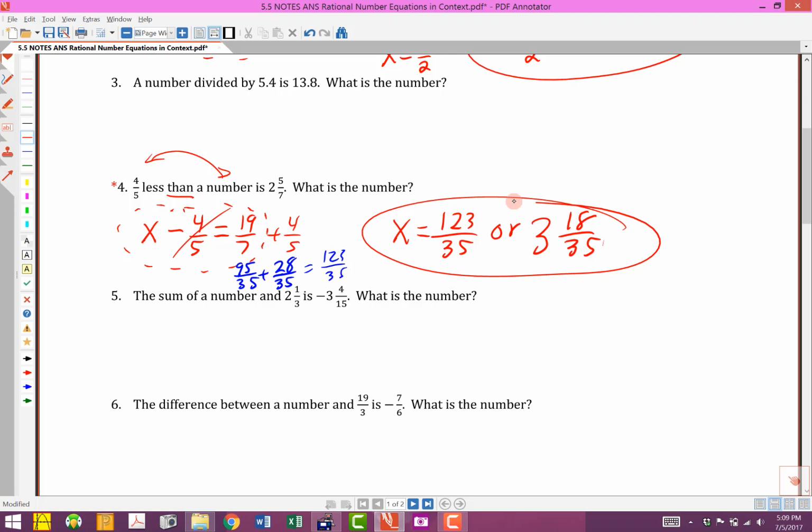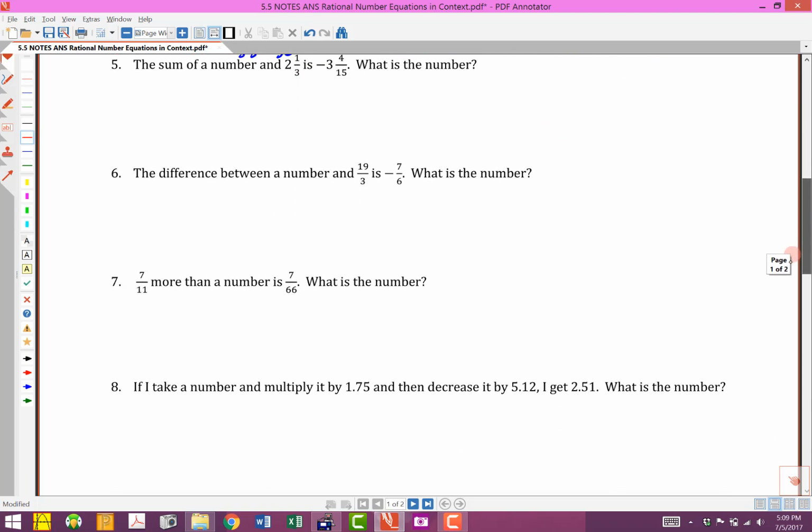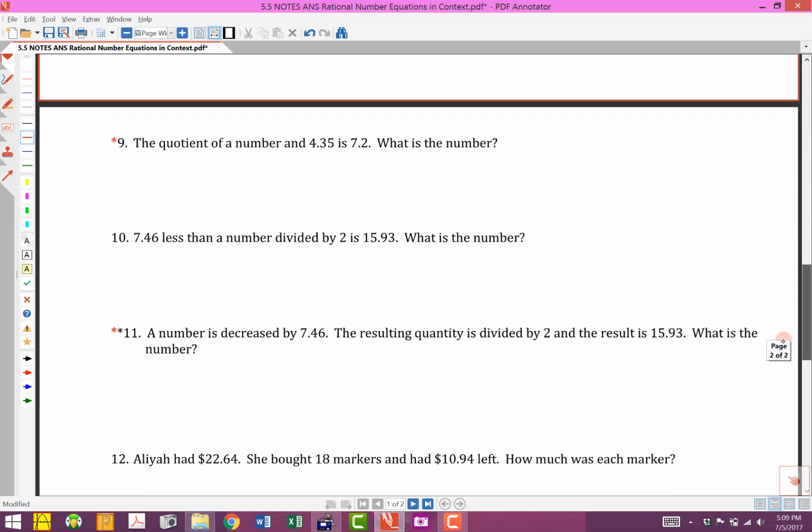Again, a bit of a pain. In fact, it's almost easier when you know you just have to write it as an improper fraction. So if you want to do that, that's totally okay. Let's take a look at a couple of others. Let's see what we've got here.